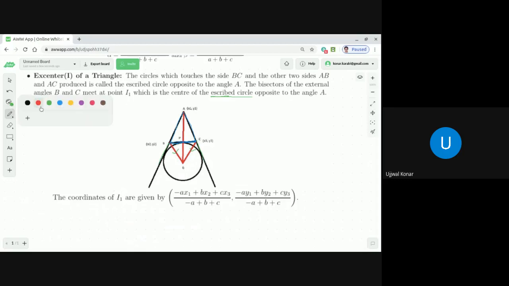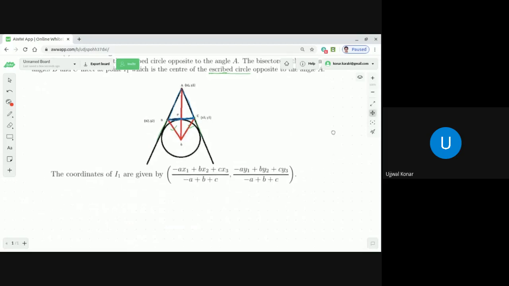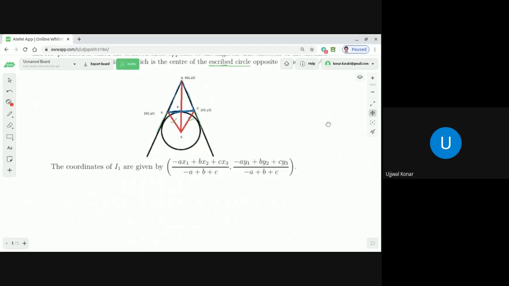As this is opposite to the angle A, side a should be minus, and in the denominator also. In the same manner, dear students, we can find I2 and I3 very easily just by remembering I1. And for I1, you don't need to remember both the x and y coordinates. You can remember just the x coordinate; the y coordinate is similar to this.